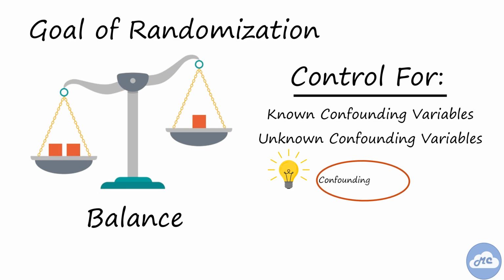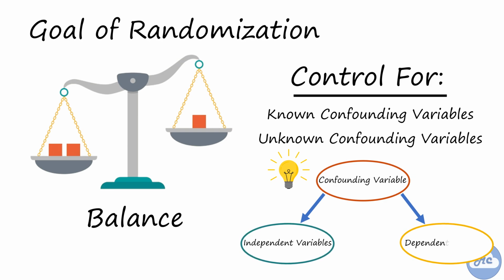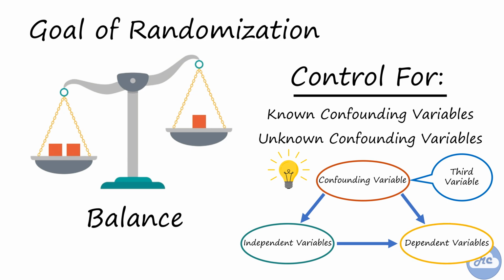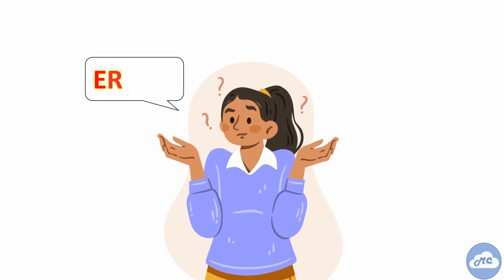Remember, a confounding variable is a type of extraneous variable that is related to the study's independent and dependent variables. Confounders are an unmeasured third variable that influences both the cause and the effect. In a study, we are trying to prove that the independent variables cause the dependent variables. If we don't control for confounding variables, we can draw erroneous conclusions.